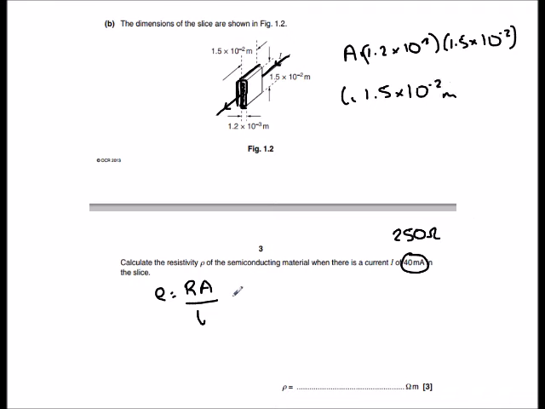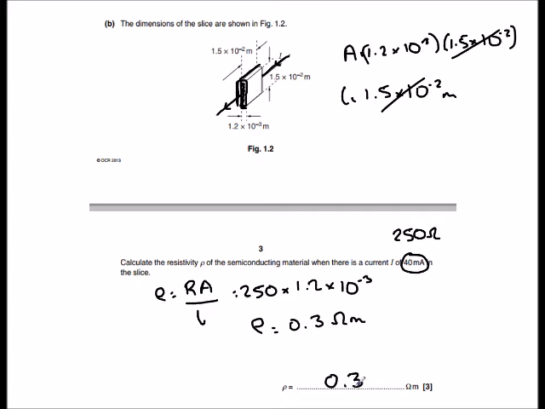Now we're going to multiply the resistance by the area and then divide by the length. But one of the dimensions for the area is the same as the dimension for the length, so you can see these are going to cancel out in this particular example. So all I have to do is 250 ohms multiplied by 1.2 times 10 to the minus 3. If I plug that into my calculator, I get an answer of 0.3, and that will be in units of ohm meters, which is the unit for resistivity.